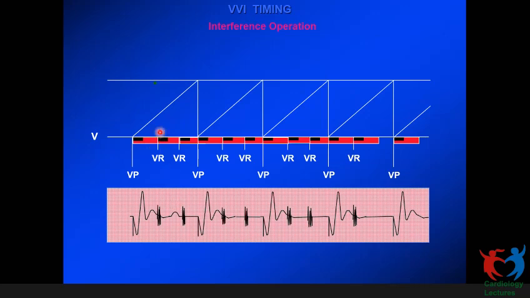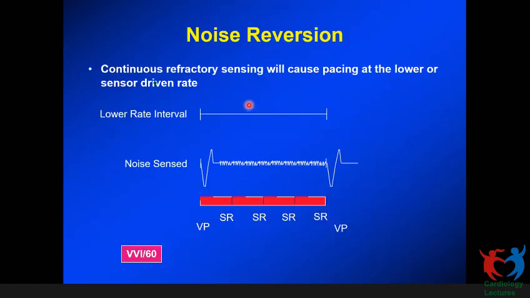So repeated noise that falls within the refractory period, as we discussed a couple of slides back, will start one more refractory period. If there is one more noise before the expiry of that refractory period, it starts one more refractory period. But by this time, the lower rate times out and it paces the ventricle. So this is also referred to as noise reversion happening in a pacemaker because of the continuous oversensing. So we may think that there is noise going on and the pacemaker is still pacing. This can sometimes be observed.